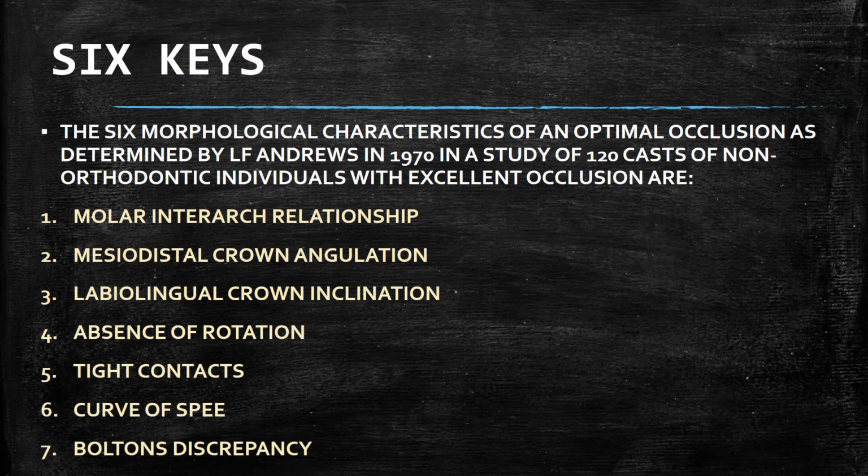The six morphological characteristics of an optimal occlusion were determined by L.F. Andrews in 1970 when he studied 120 casts of non-orthodontic individuals who never got their orthodontic treatment done, and they were having very excellent occlusion. So he determined these six characteristics, like six keys. The first one is molar interarch relationship, then mesiodistal crown angulation. The third is labiolingual crown inclination, then absence of rotation, tight contacts, and curve of Spee. There was another one, the seventh, which was added later, and this one is Bolton's discrepancy.